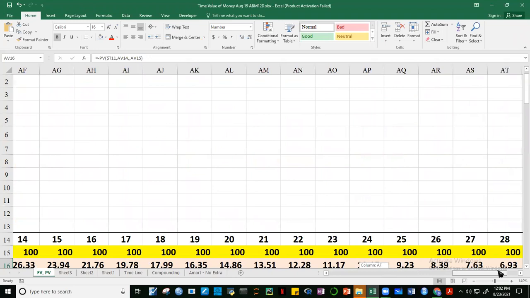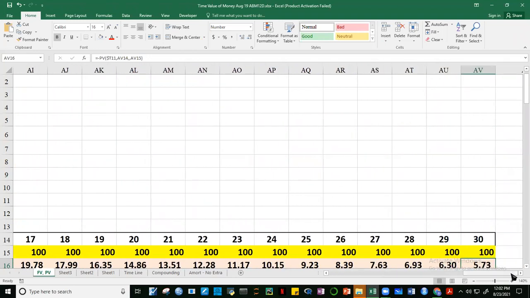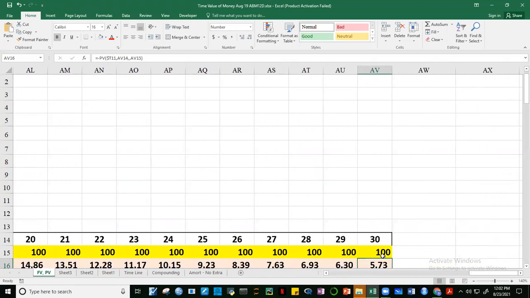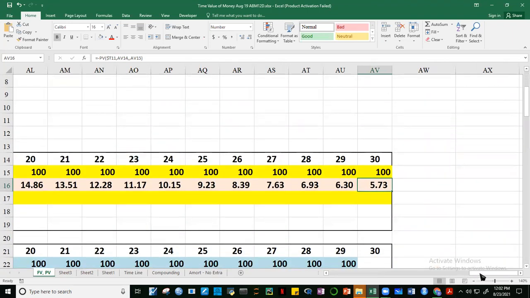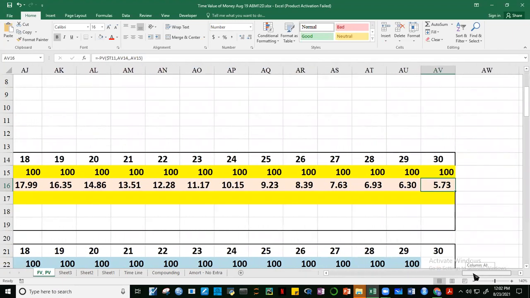Our present value keeps on decreasing over the years until such time, guys, na if we extend this, kunyari up to 100 years, halos zero value na yan. Halos zero na yung present value.